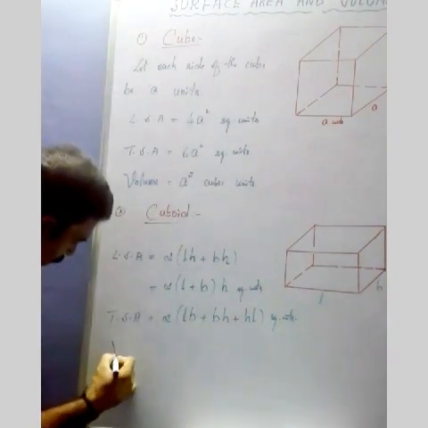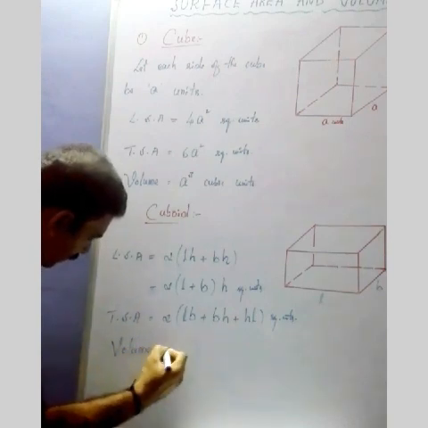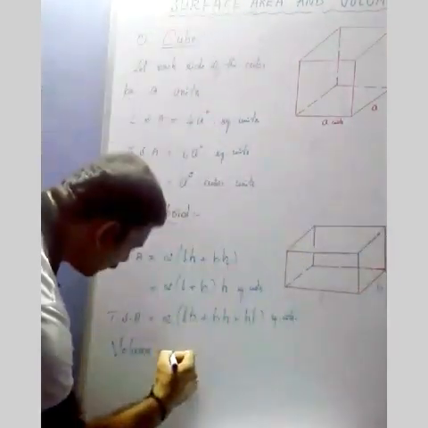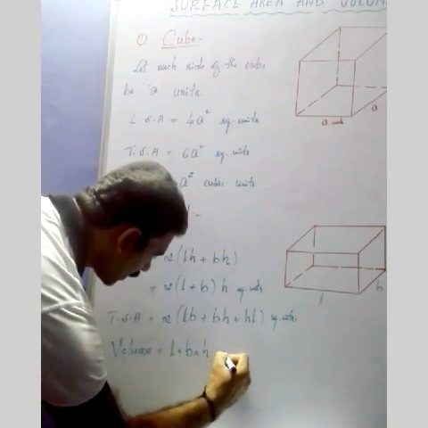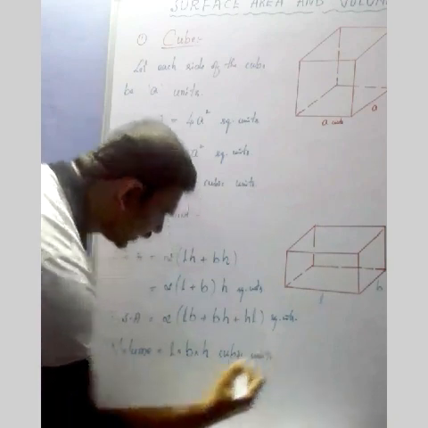Now, one more: the volume of the cuboid equals length into breadth into height, cubic units.